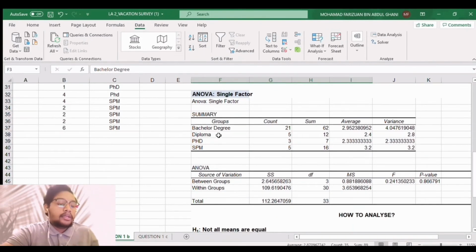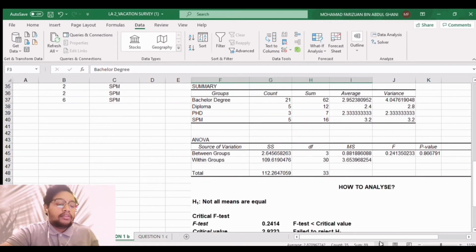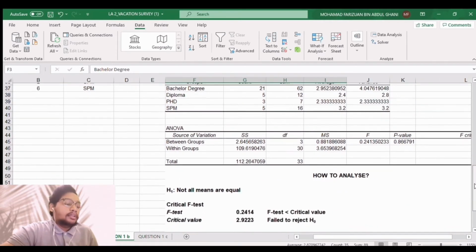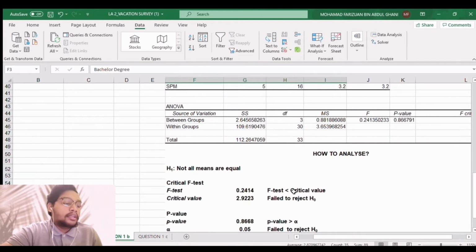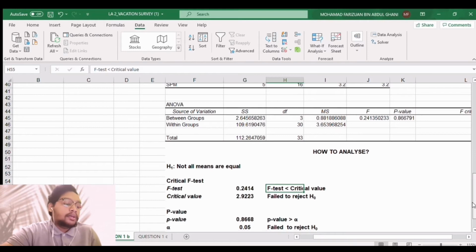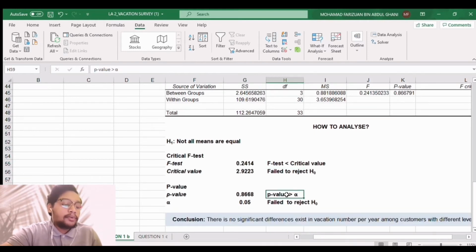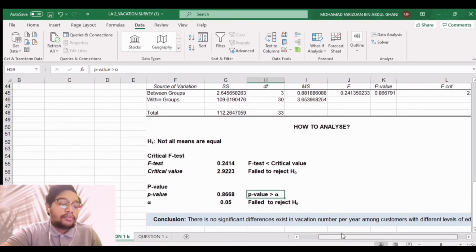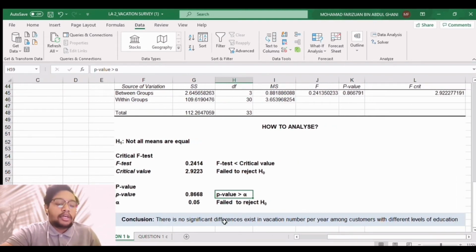After you click OK, the table will be shown in your sheet, so we just need to analyze. For this question, the critical F value is greater than the F test, and the p-value is greater than alpha. So for the conclusion, there is no sufficient difference in vacation number per year among customers with different levels of education.